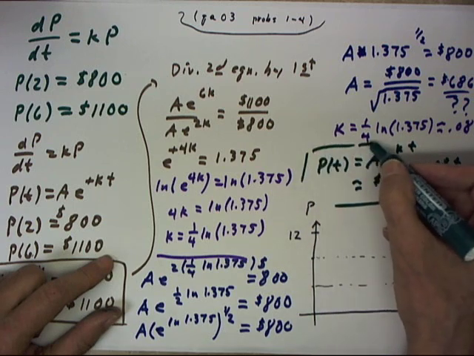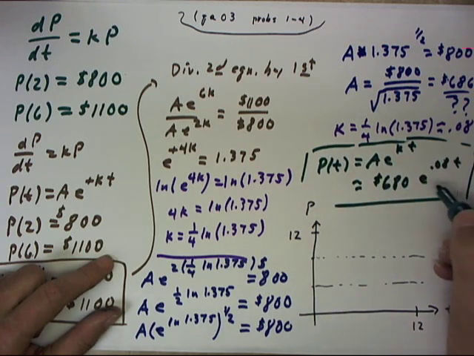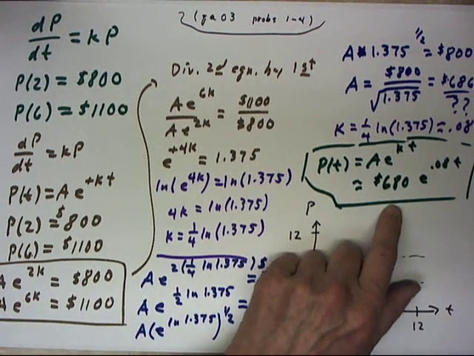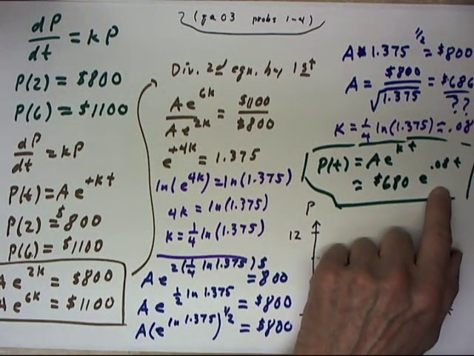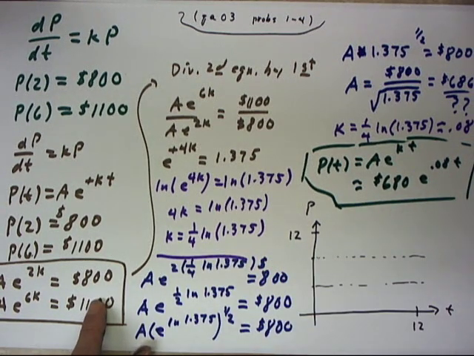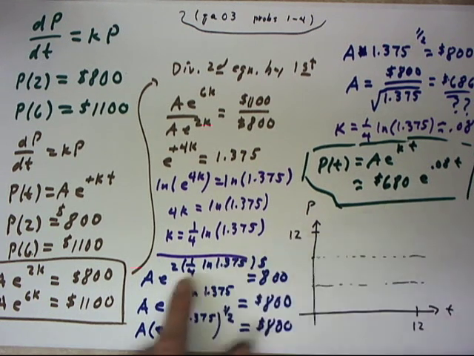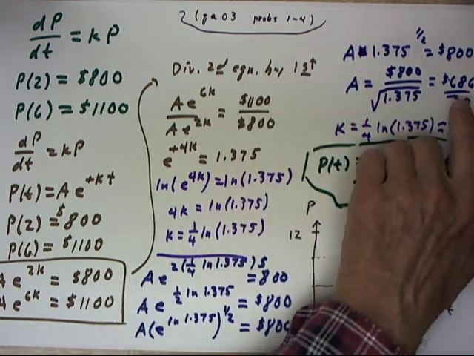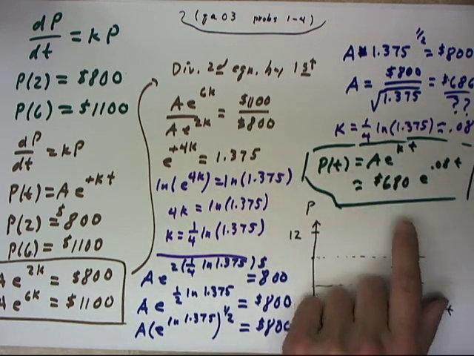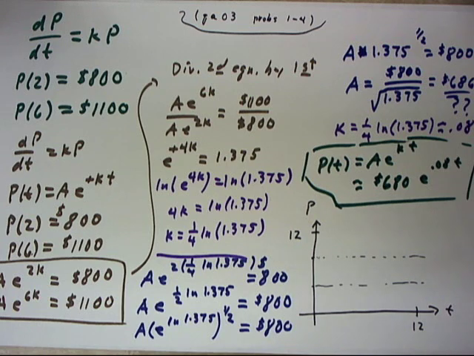Now again, you can check my figures, and we can also check this solution by plugging in t equals 2 to see if we get about $800, and t equals 6 and see if we get about $1,100. If you get an accurate solution, use your calculator to do these calculations, it would come full circle.